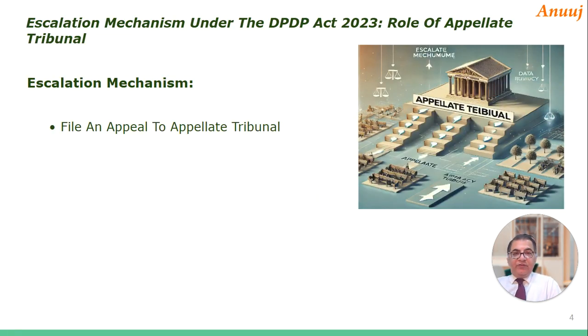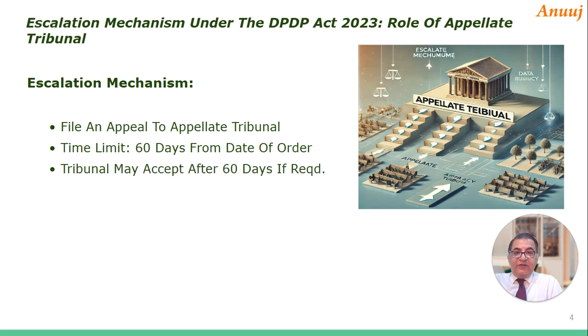Escalation mechanism: you need to file an appeal with the Appellate Tribunal within 60 days of the order passed by the Data Protection Board. The Tribunal may accept an appeal if it is beyond 60 days if required, provided you are able to establish a sufficient reason why you could not file the appeal within the specified time limit.